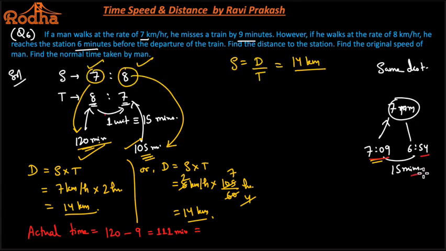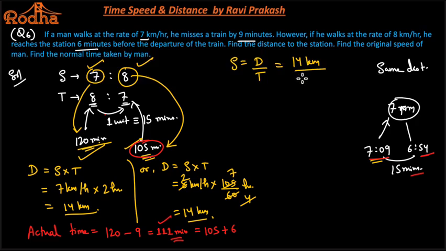6:54. That means 15 minutes early. So that means, sorry, not 15. That means 6 minutes early. So he's reaching in 105 minutes, and he's reaching 6 minutes early. So 6 minutes early means you can just add 6 to get the exact time. So in both the cases, I can say that 111 minutes is the correct time. Okay, this should be the actual time, exact time. So this is the exact time, right?